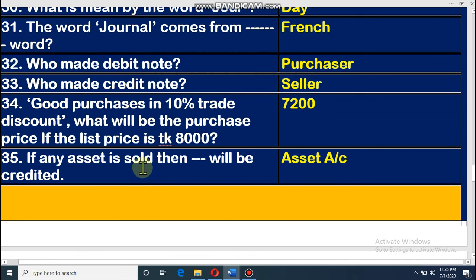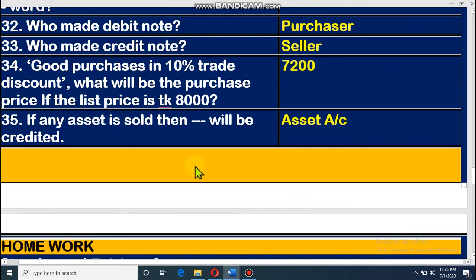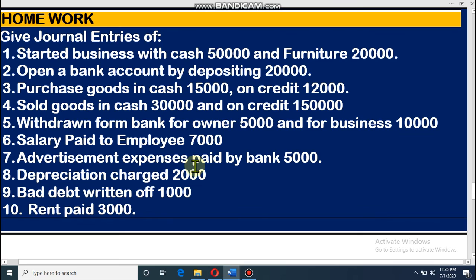If any asset is sold, then asset account will be credited. Dear student, now some homework. You will do this type of journal.